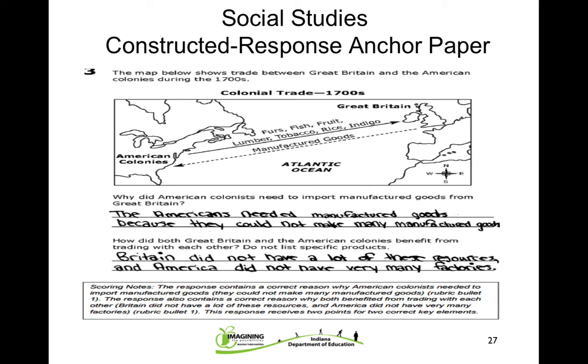This is an example of an actual student response and its associated scoring notes for the item shown on the previous 2 slides. This response and its scoring notes can be found in the Released Items and Scoring Notes document for Social Studies Grade 5. As you can see, the scoring note explains how the student earned each point with his or her response.